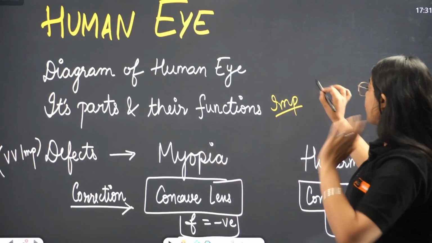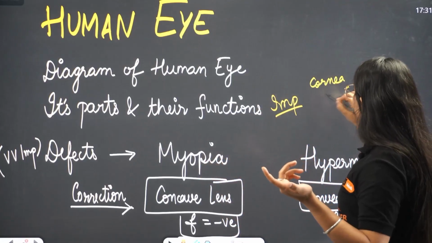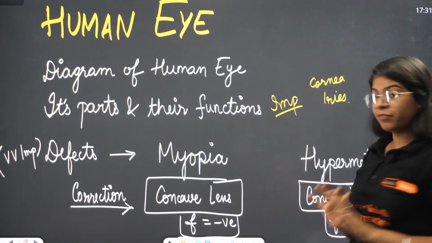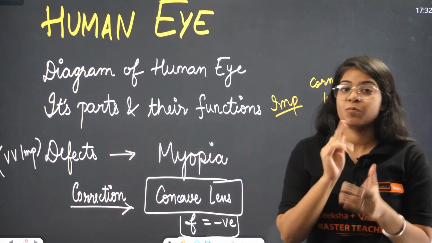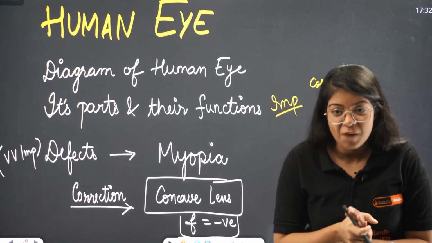What is the function of the cornea or iris or pupil? All those things you need to know. Then defects, the most important topic of your human eye chapter.